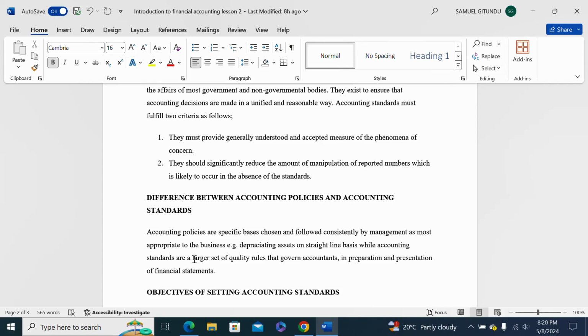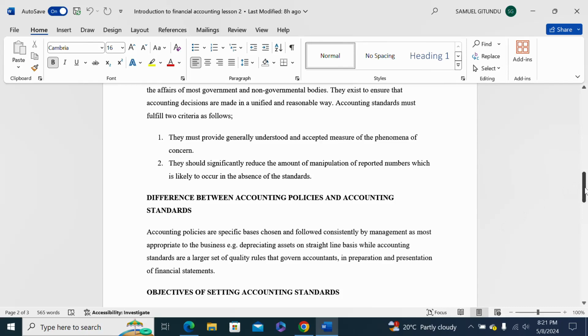Therefore, we can say that accounting policies are within the accounting standard, but they are chosen by specific management or specific companies, and that company follows them consistently. But accounting standards are followed by every accountant, and they govern all accountants in the preparation and presentation of financial statements.